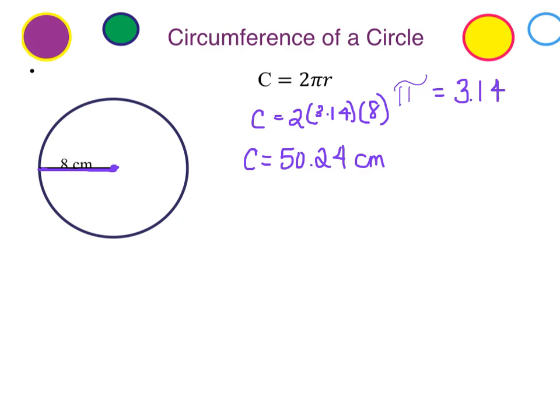Calculating the circumference is pretty easy as long as we remember that formula. Be sure you have all of this on the back of your worksheet for today.